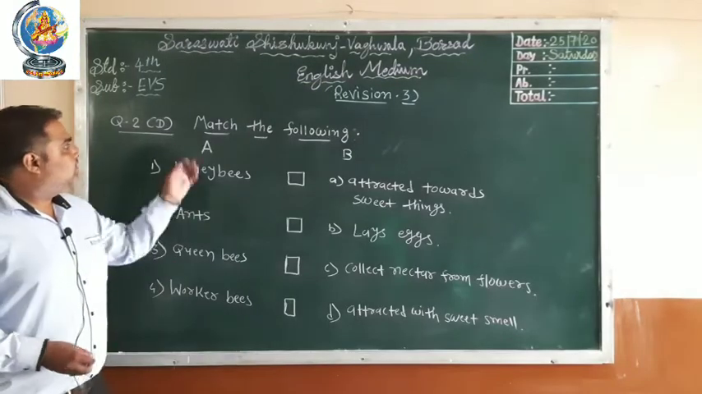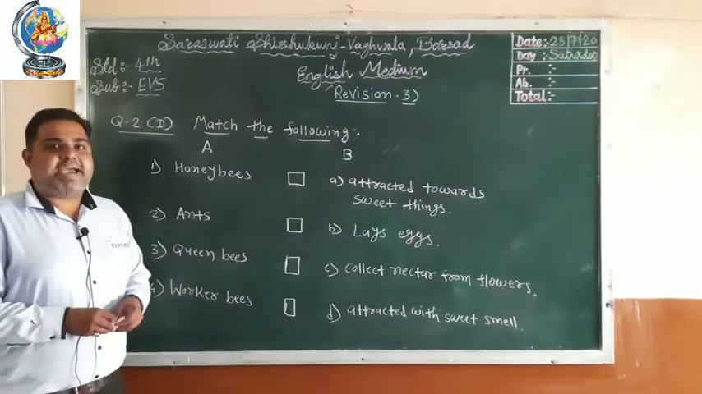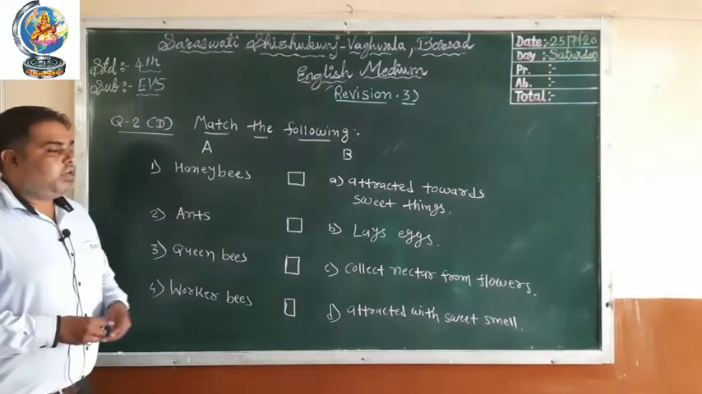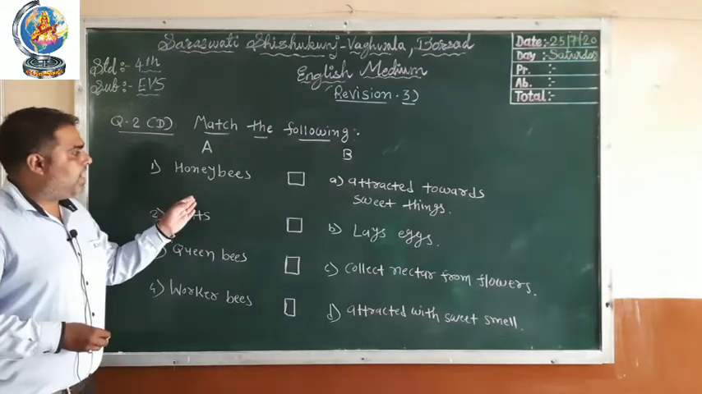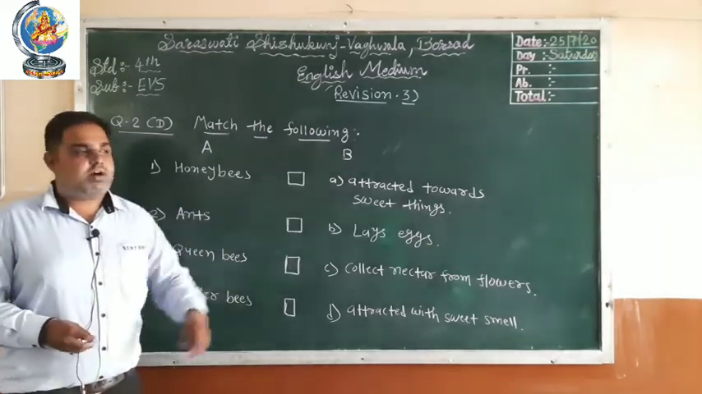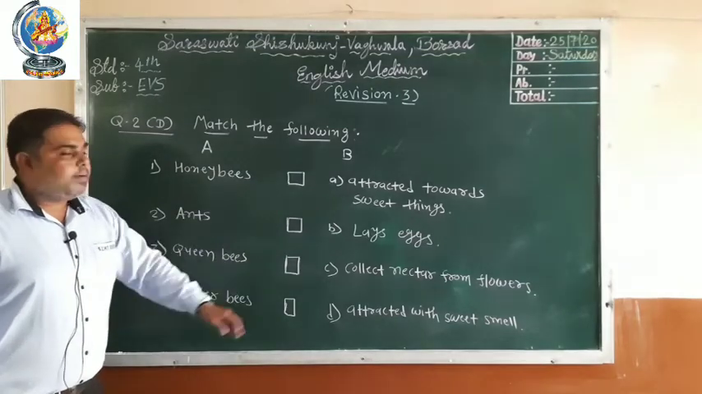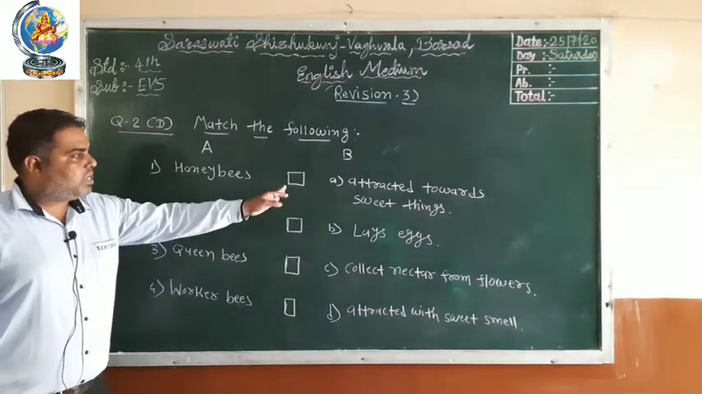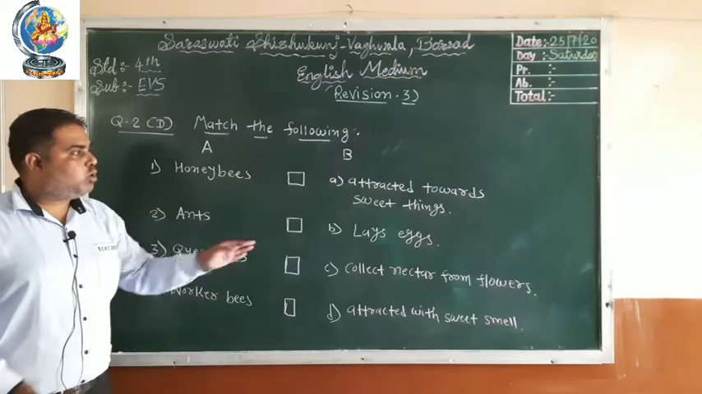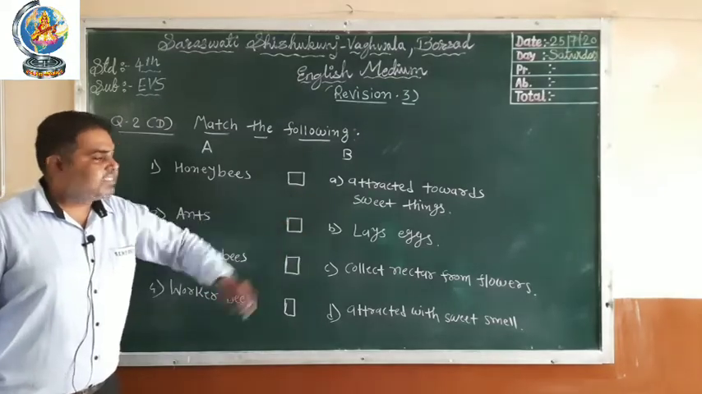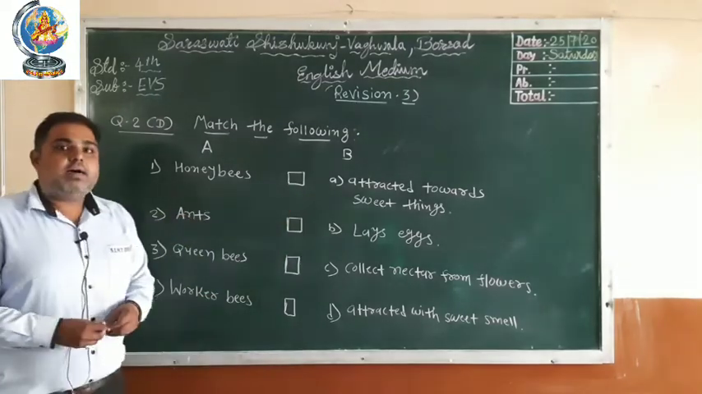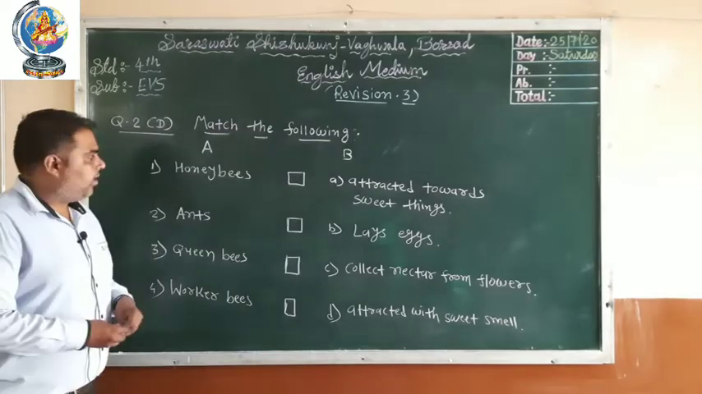So students, this is question number 2D, match the following. Here you can see part A and part B are given, and in the middle there are boxes given. So in the box provided you have to write the correct answer. So let us learn match the following.